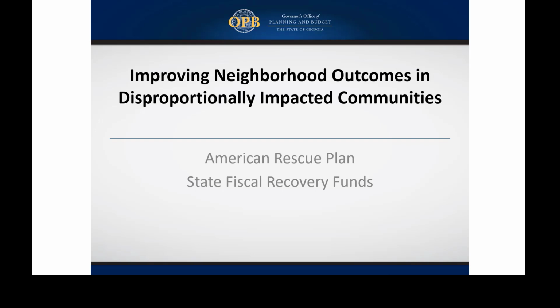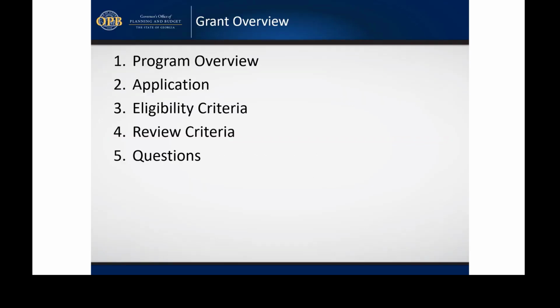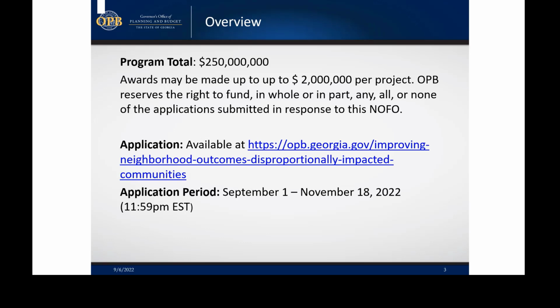So today we're going to talk about the Improving Neighborhood Outcomes in Disproportionately Impacted Communities grant. These are under the state fiscal recovery funds, and we're going to go over the program overview, the application, the eligibility criteria, the review criteria, and then let you ask any questions that you may have with regards to the application or the criteria with as much time as we have remaining. I do tend to talk fast, so we are recording this and I'll post it on our website. It should be up by tomorrow on the For Grantees page. So you can revisit it there if you want to share it or just revisit it for the application.